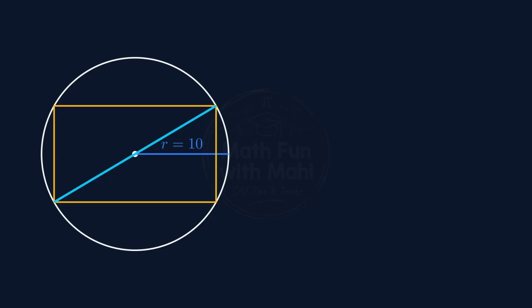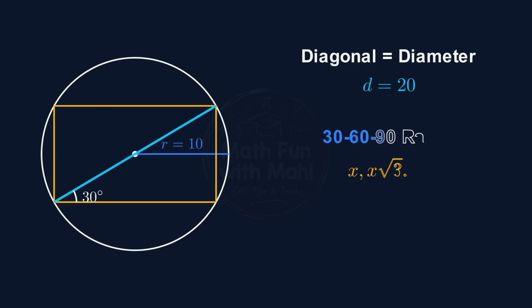Since the radius is 10, our diagonal is exactly 20 units long, so we have now moved from a circular measurement to a linear one for our triangle. That 30-degree angle at the base tells us exactly what kind of triangle we are working with: a 30-60-90 special right triangle. This is one of the most powerful tools in geometry because of its fixed ratio.